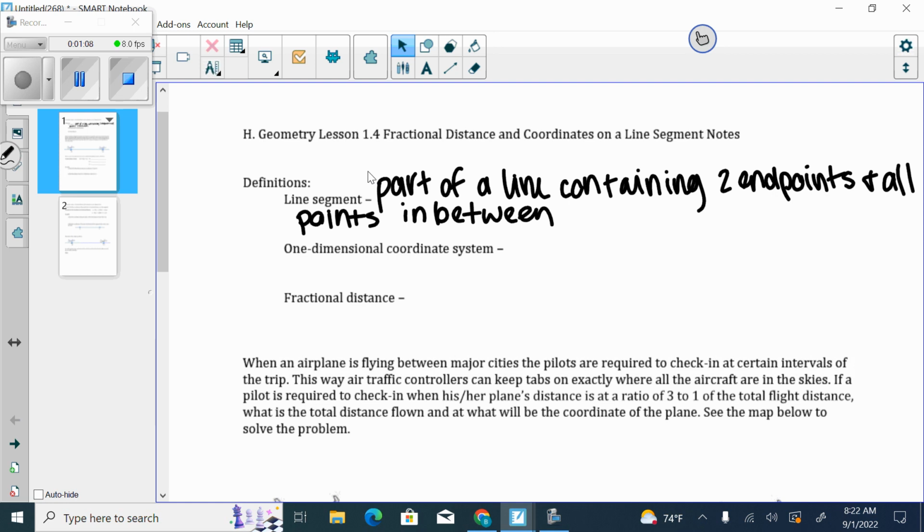Okay, then we have our one-dimensional coordinate system. So yesterday, at the very top of our notes, we filled in the blank. We said what was often referred to as a one-dimensional coordinate system? A line, right, a number line. So these are just going to be numbers used as locations of points on a number line.